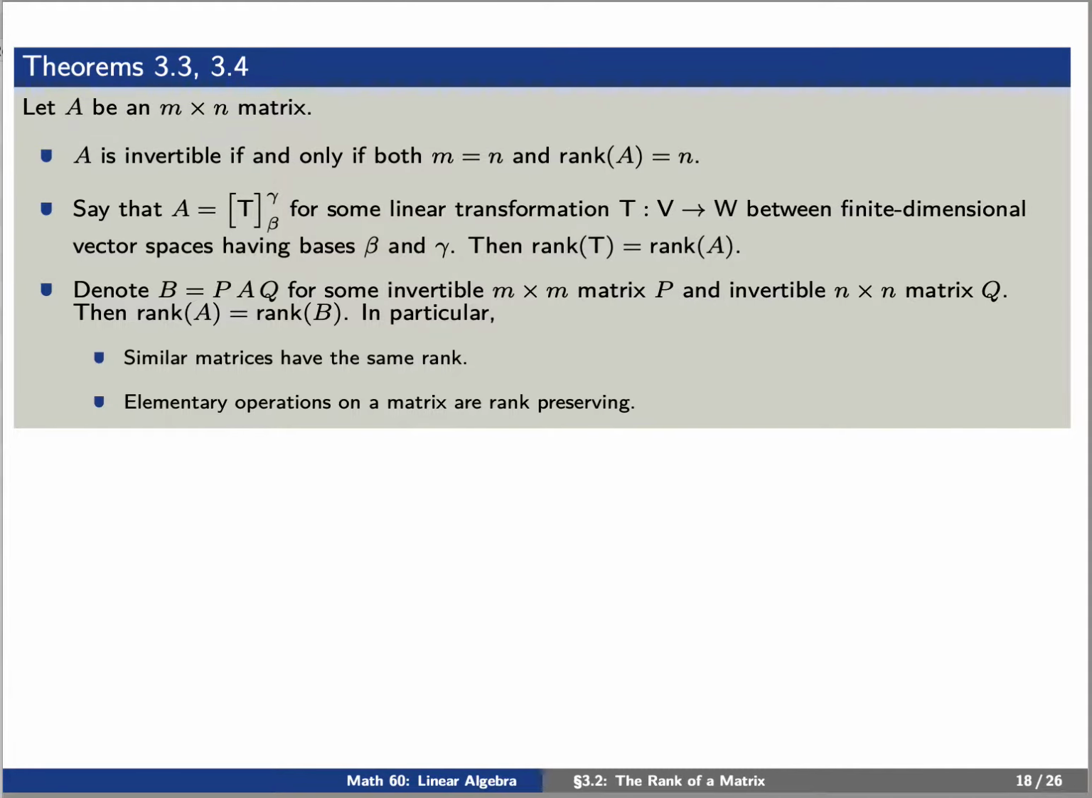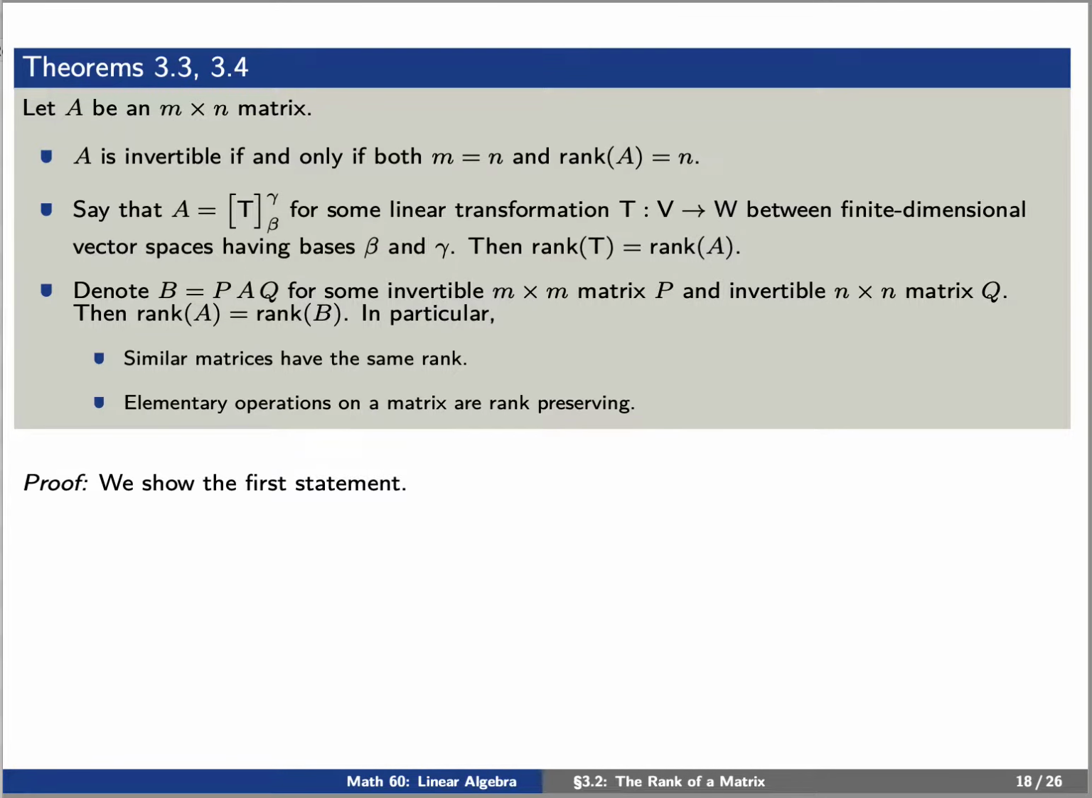Finally, let's say that B equals P times A times Q for some invertible matrices P and Q. Then the rank of A equals the rank of B. In particular, similar matrices have the same rank, and elementary operations on a matrix are rank preserving. Let's start by showing the very first statement.